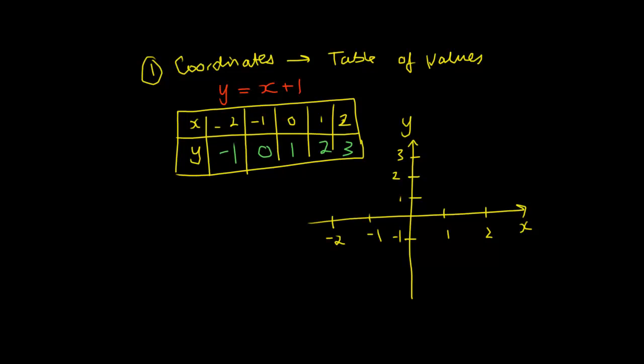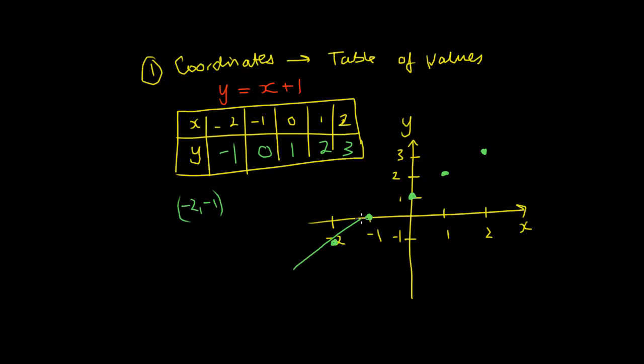Okay, so let's start plotting our coordinates. Now, we've done this before. This first coordinate is in the format of (minus 2, minus 1). Okay, so we're going left minus 2, down to minus 1. Next one, (minus 1, 0). We're going (0, 1), (1, 2), and (2, 3).